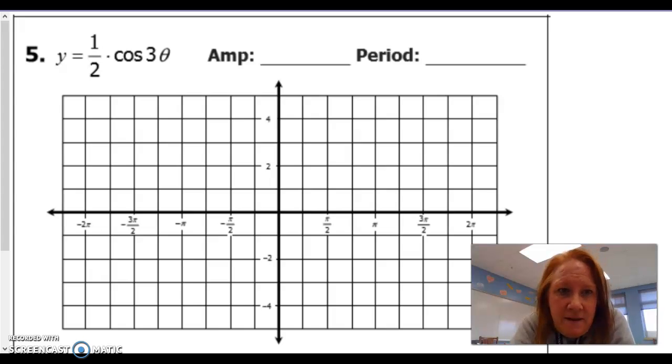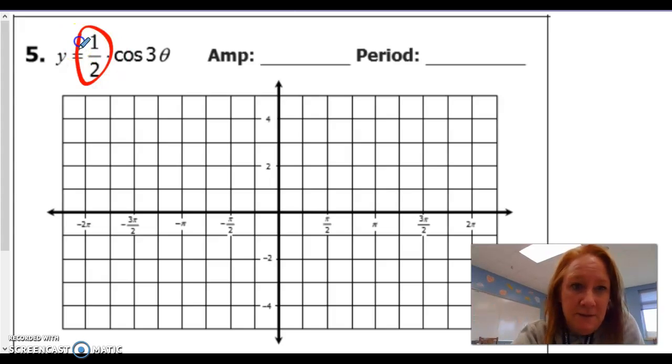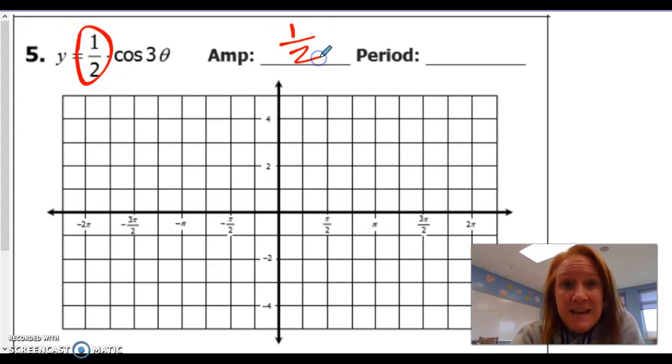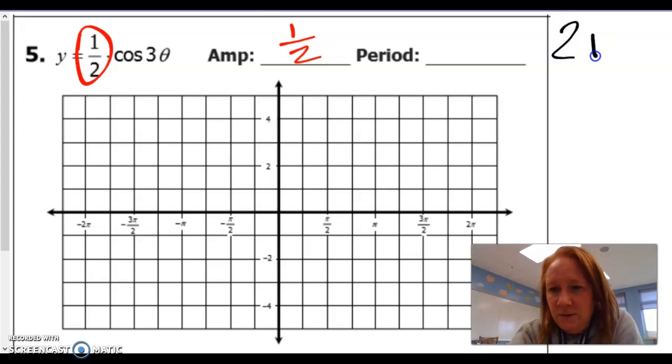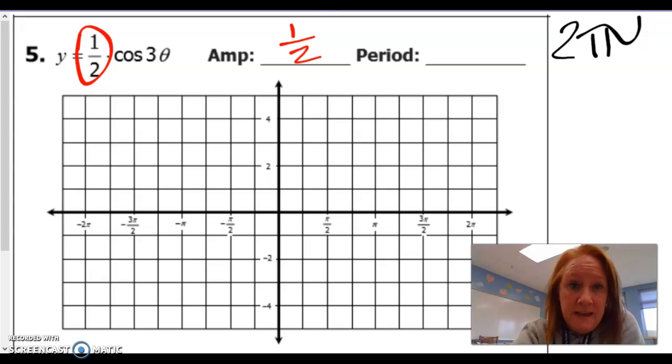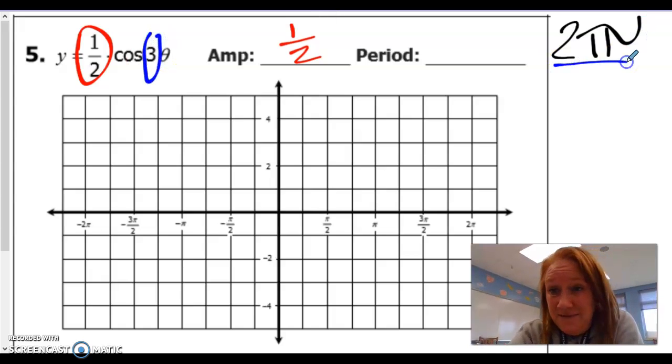All right, so let's graph a few more sine and cosine curves. So this one right away, I see that my amplitude is 1/2. And then the period, this one might be weird. Okay, so I start at 2 pi, and then this is my b, so I divide it.